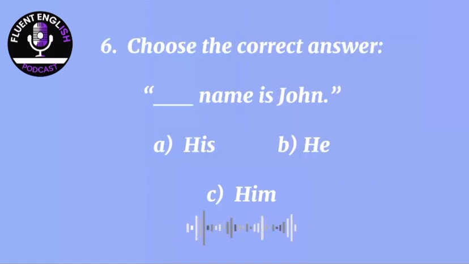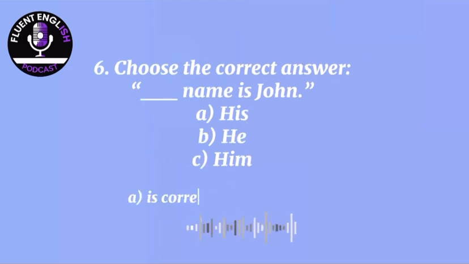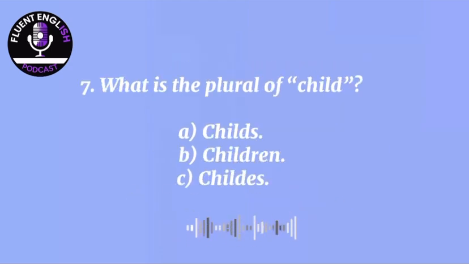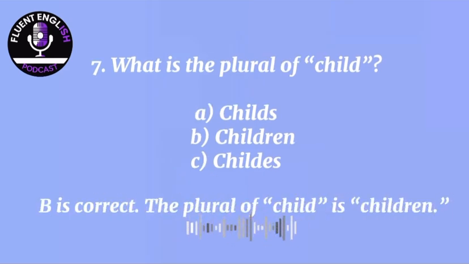6. Choose the correct answer. Blank name is John. A. His. B. He. C. Him. A is correct. His name is John. 7. What is the plural of child? A. Childs. B. Children. C. Childs. B is correct. The plural of child is children.